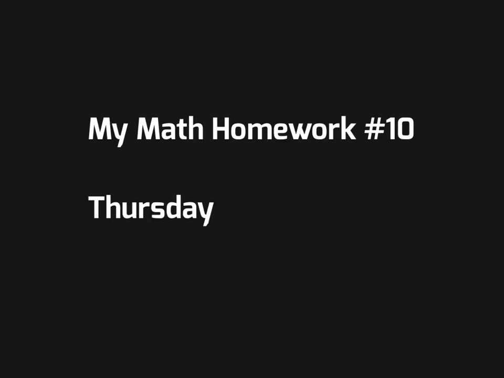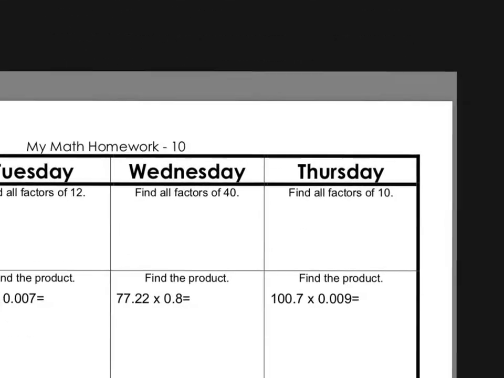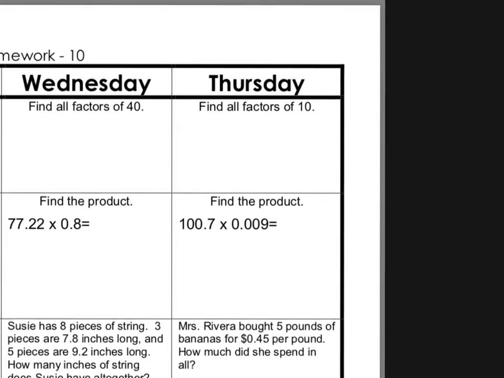This is my math homework number 10, Thursday. For the first one, it says find all the factors of 10. So for you to make 10, you can do 10 times 1. You can also do 5 times 2. So your factors would be 10, 1, 5, and 2.